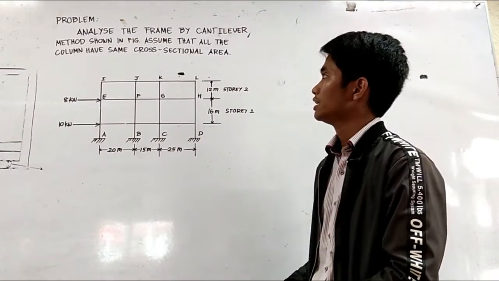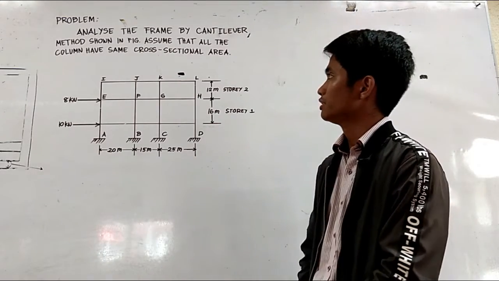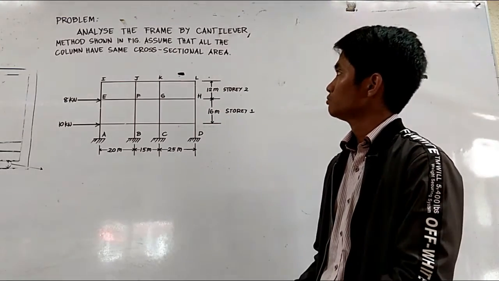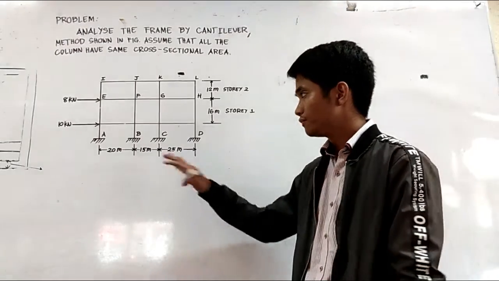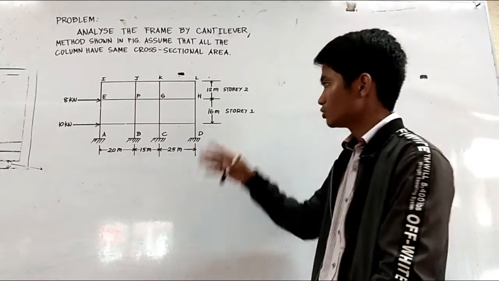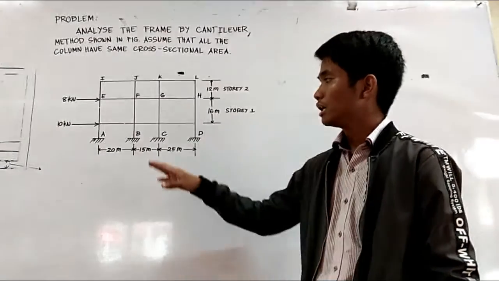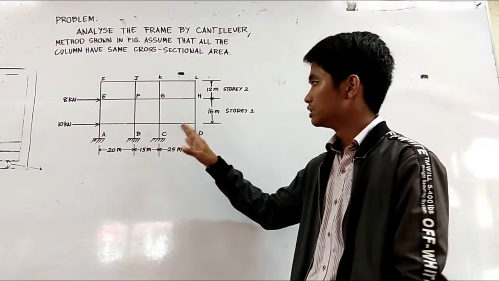Analyze the frame by the cantilever method shown in the figure. Assume that all the columns have the same cross-sectional area. This is the figure, and as you can see, this is a two-story building with four supports, A, B, C, and D.